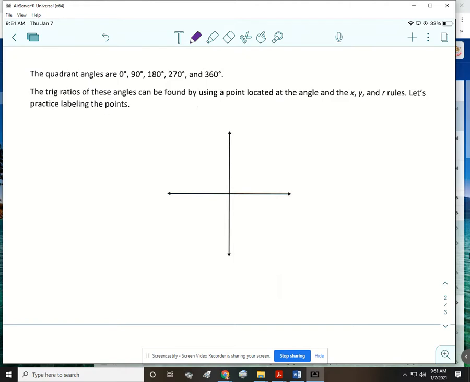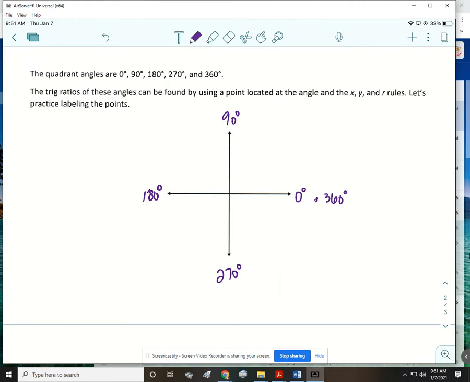There are some times when we're going to have to find the sine, cosine, tangent, everything, and we don't have a triangle, because there are angles that don't form triangles, like the quadrant angles. So 0 degrees, 90 degrees, 180 degrees, 270 degrees, and back all the way around to 360 degrees are all quadrant angles. Because they don't form triangles, we use the X, Y, and R rules. Today, we're not going to do those rules yet. We're just going to find points at those angles.